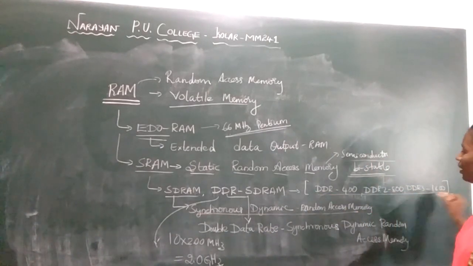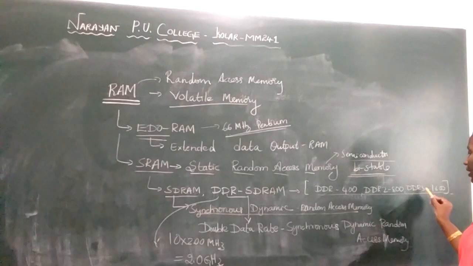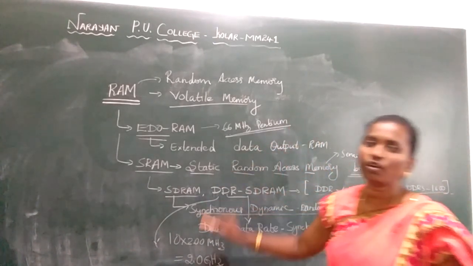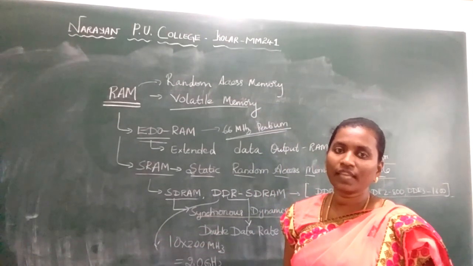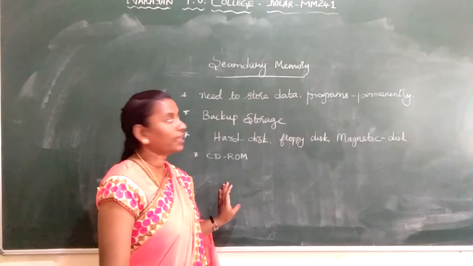In DDR we have many models or types. We have DDR 400, DDR2 800, DDR3 600. This is about random access memory. Okay, next we discuss secondary memory. The next type of memory is secondary memory.